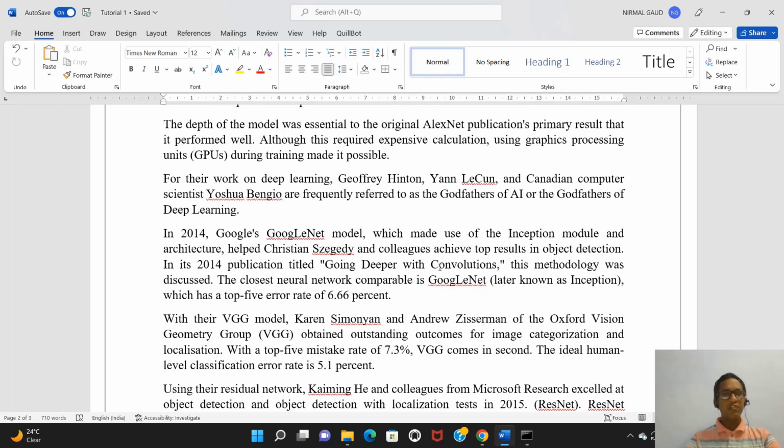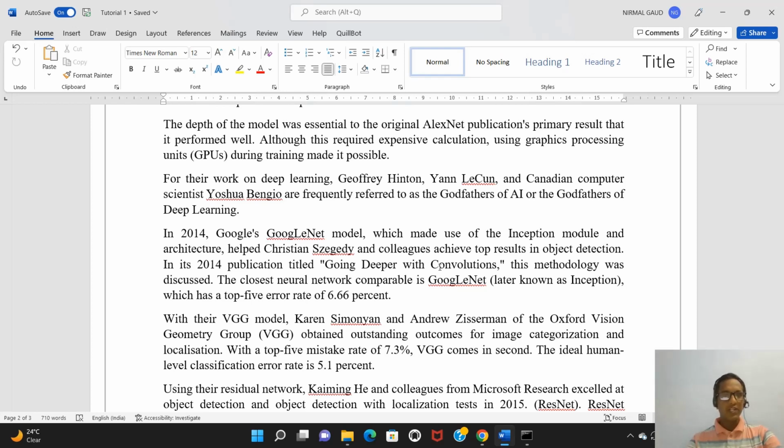Obviously we have millions of images of different objects. Now we are using the models which have been created by these organizations to perform the detection of the objects. So in 2014, Google created GoogleNet, and on the basis of that, a research paper was published called Going Deeper with Convolutions. This methodology has been discussed in the paper.